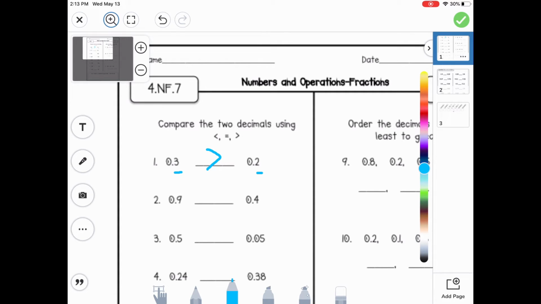Another way to think of this is 3/10 is technically like saying you have 30 cents, whereas 2/10 is technically like saying you have 20 cents. Which of the two would you rather have? I would rather have 30 cents. So that is what you're doing for the left side of these problems.